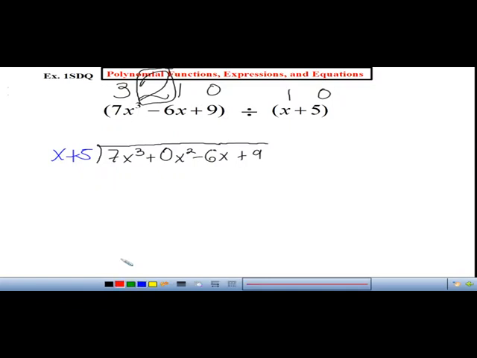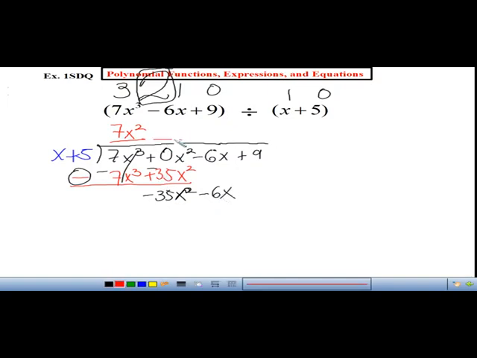Here we go. What number times x gives us 7x cubed? 7x squared. So what is 7x squared times x? 7x cubed. 7x squared times 5, that's positive 35x squared. We're going to subtract. And what does that mean? This makes this their opposite. This cancels. We're left with negative 35x squared because there's nothing here. And then we bring down the negative 6x.